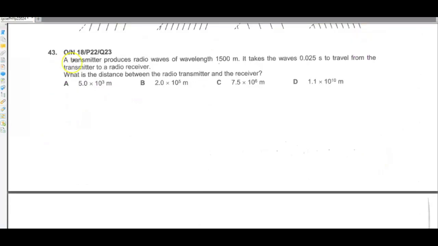Okay. Question number 43. A transmitter produces radio waves of wavelength 1500 meters. It takes the waves 0.025 seconds to travel from transmitter to a radio receiver. What is the distance between radio transmitter and the receiver? Okay, if you have to find the distance, we need to use our formula. Speed is equal to distance over time. Now, we've been given wavelength, and this is just there to confuse you guys. Wavelength has nothing to do with the speed, distance and time formula.